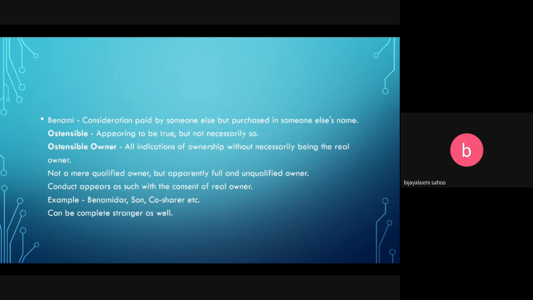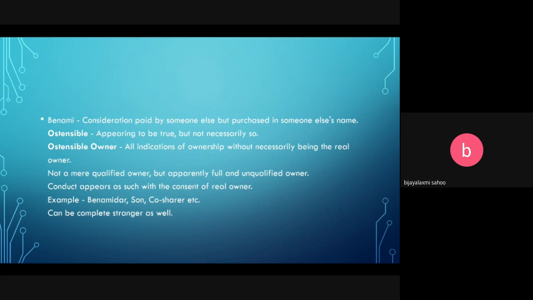And what is an ostensible owner? That means all indications of ownership are there. So basically, from the face of it, you are seeing that he has all elements of ownership. Whether he is actually the real owner or not, that is immaterial. Whether he is a real owner or not, if from the outside it appears that he is the owner because he has all the indications of a real owner, then he will be known as an ostensible owner.